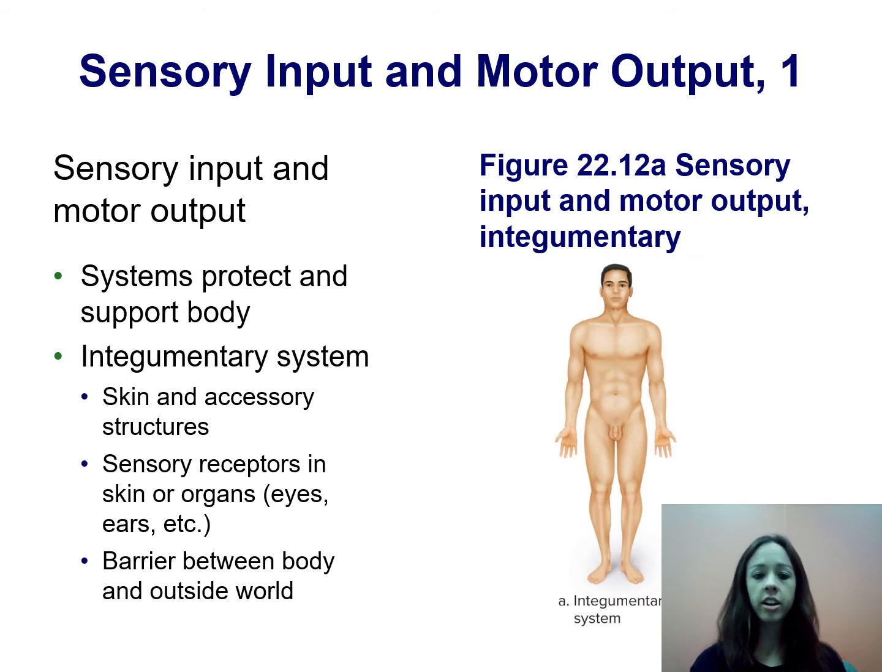The integumentary system, skeletal system, and muscular system are responsible for protecting and supporting your body. The integumentary system consists of skin, nails, and sensory organs like the eyes and ears. The skin is important in keeping out bacteria or viruses and protecting your internal organs.